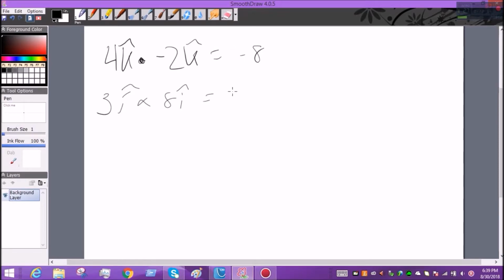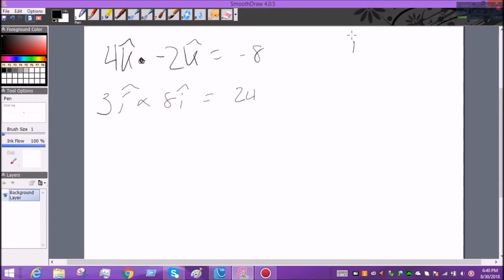Okay, so we know that these are perfectly perpendicular, and the cross product of perpendicular unit vectors will be 24 something, because 3 times 8 is 24. But the question is what direction, is it positive or negative? So the way I remember it, some people use the right-hand rule, but I find this much easier.